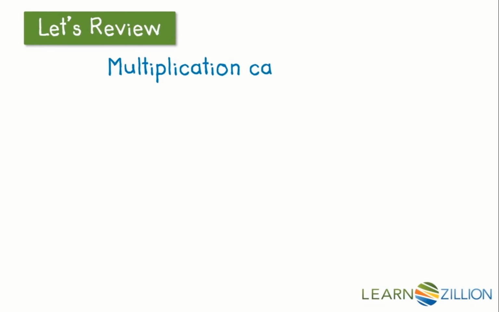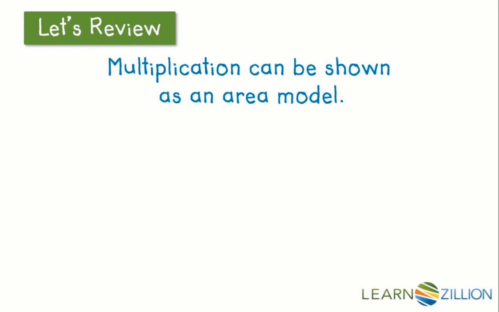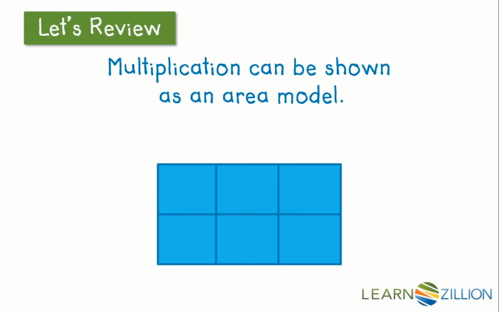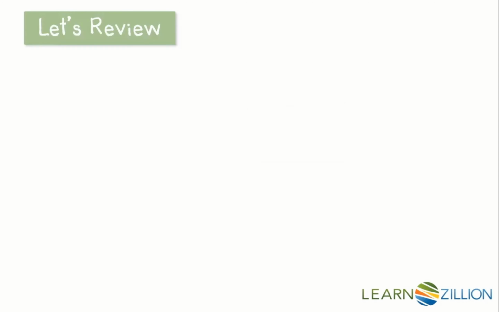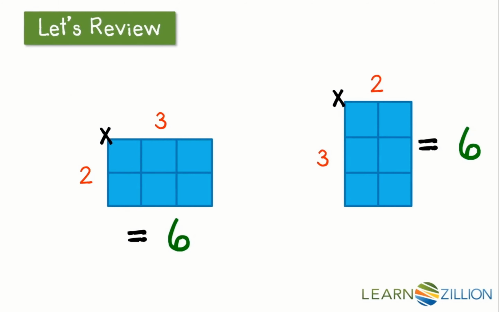Let's review. We know that multiplication can be shown as an area model. The array here shows 2 rows of 3. We also know that 2 times 3 is the same as 3 times 2. This is the commutative property. We list these factor pairs one time because we know that 2 times 3 is the same as 3 times 2.